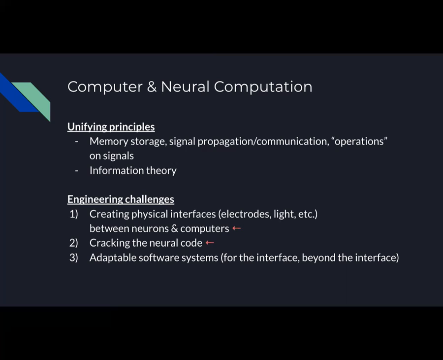And the third step of our engineering challenge is, now that we have interfaces and we have some understanding of the neural code, can we create adaptive software systems, like maybe neural networks or some combination of adaptive programming, to have a very organic and easy interface for a person to be able to use brain-computer interfaces to do practical things in the world.